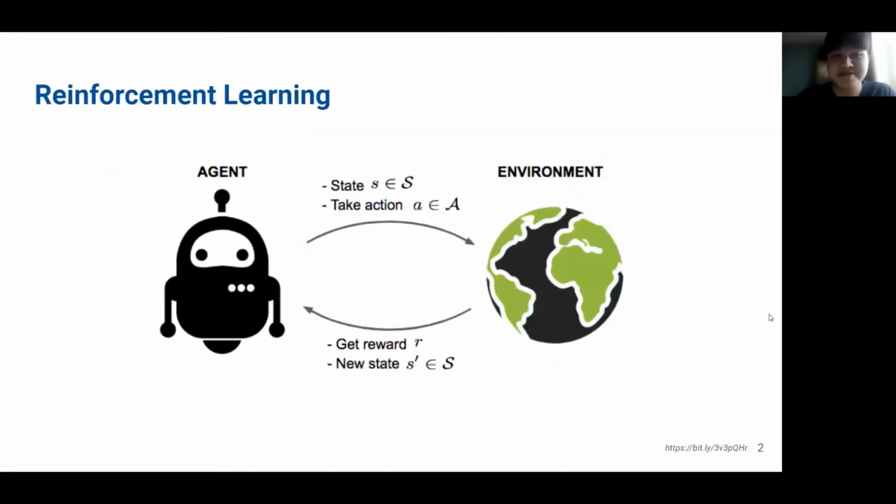Let me remind you of the concept of reinforcement learning. We have an agent, we have an environment. The agent is at a state, it takes an action, it gets a reward from the environment, and then it moves to the new state.